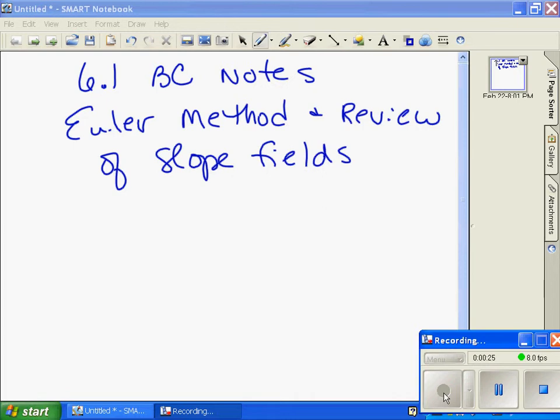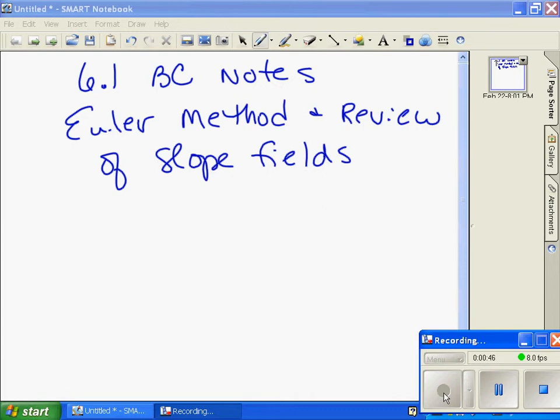And we'll review as well on the back side how to do slope fields, as well as solving for a generic solution for a differential equation. Now first of all, I want to think about our formulas here that you see on the front page.